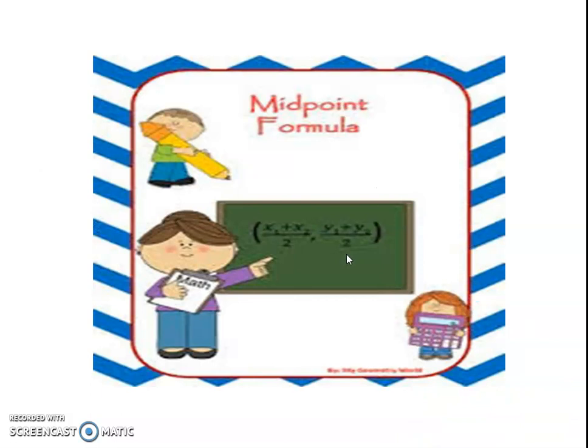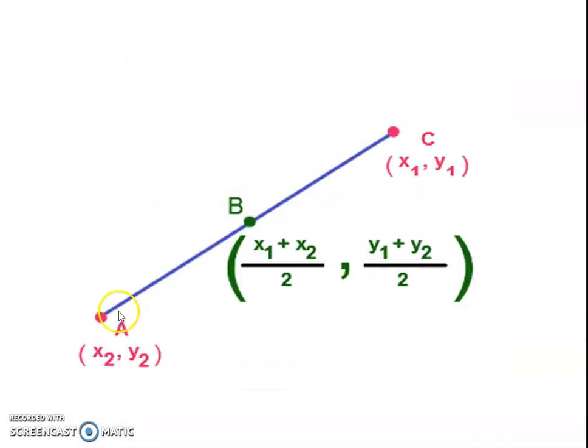For this, we must revise the midpoint formula. What exactly is the midpoint formula? It is x1 plus x2 divided by 2, comma, y1 plus y2 divided by 2. Highlighted in this diagram, AC is any line segment and B is the midpoint. With C having coordinates x1, y1 and A having coordinates x2, y2, B is given by x1 plus x2 divided by 2, comma, y1 plus y2 divided by 2.